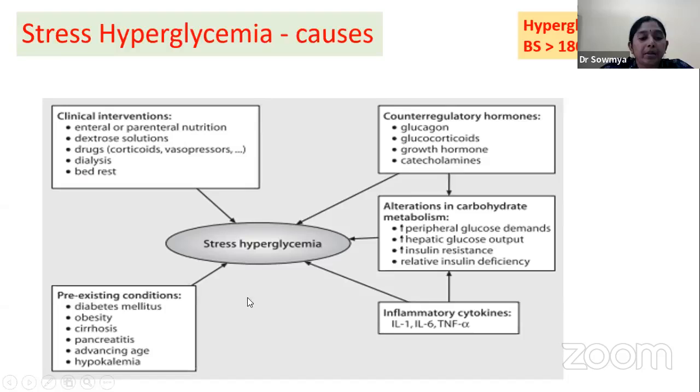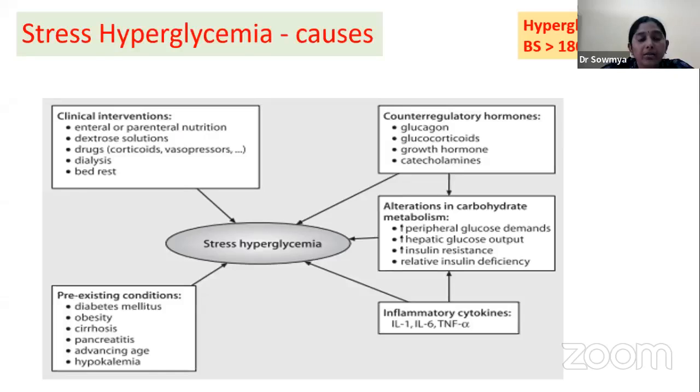Some patients with diabetes mellitus, obesity, or cirrhosis in the background have impaired glycogen storage. In pancreatic patients and severely ill patients, there is insulin deficiency. And in advancing age and hypokalemia, there is inadequate insulin secretion. All these conditions contribute to stress hyperglycemia.